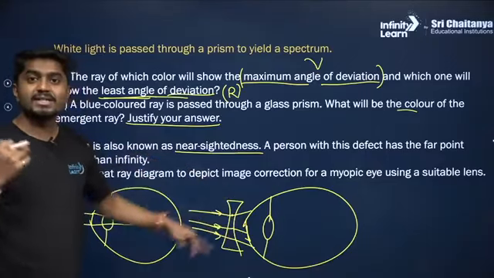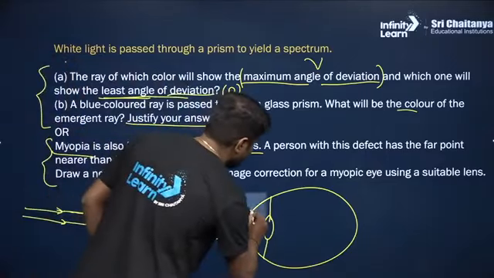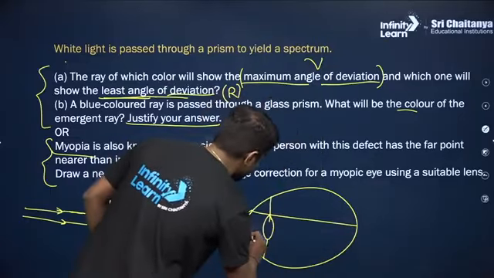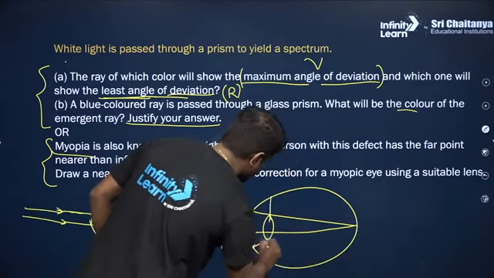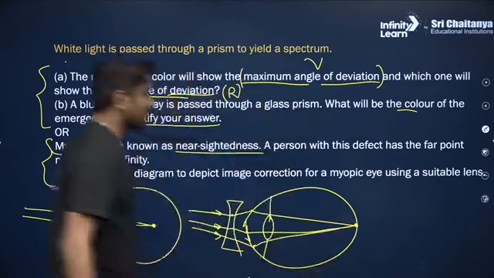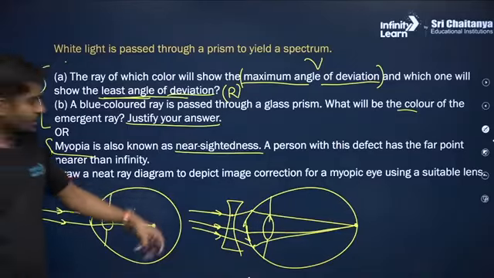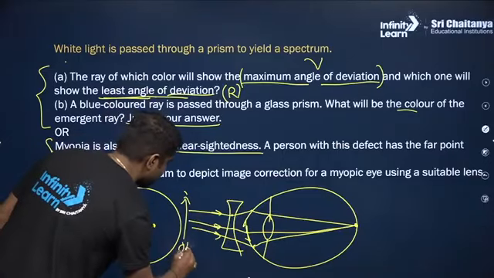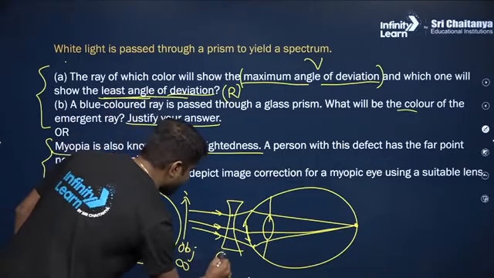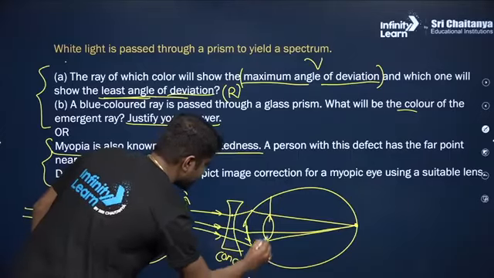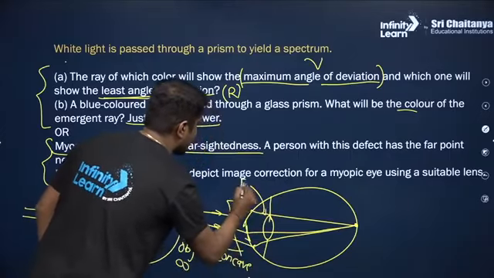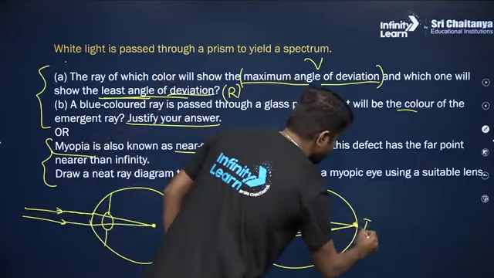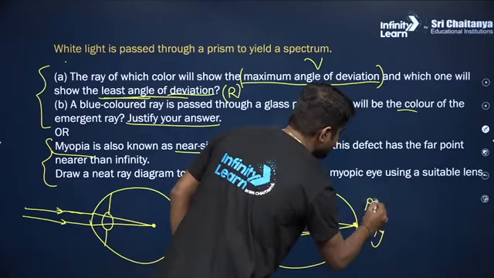But this divergence is enough so that these rays will form the image on the retina. Understood? So you can write down, this is the object at infinity. So there is a concave lens and this is our eye lens. There is an image. So there is a point size image.